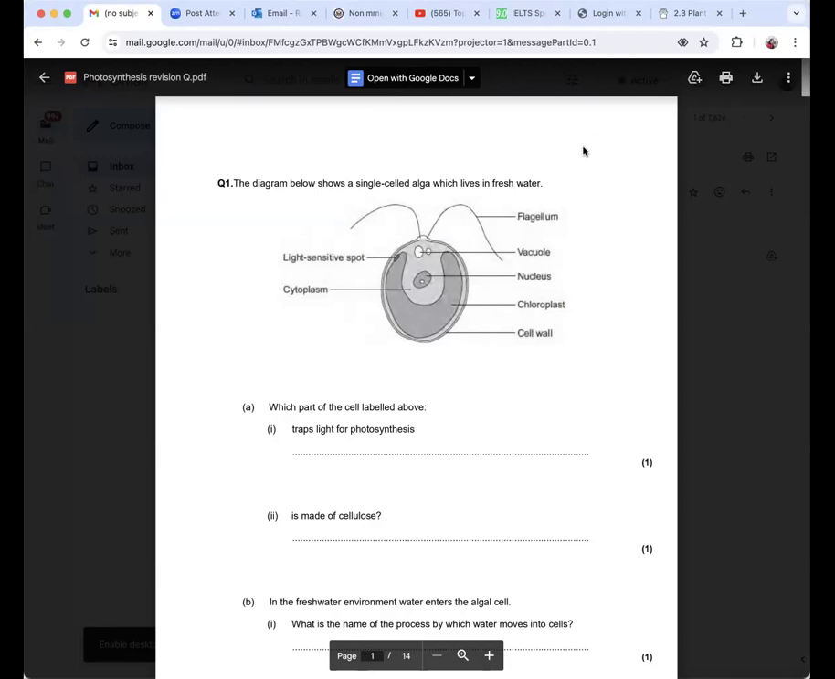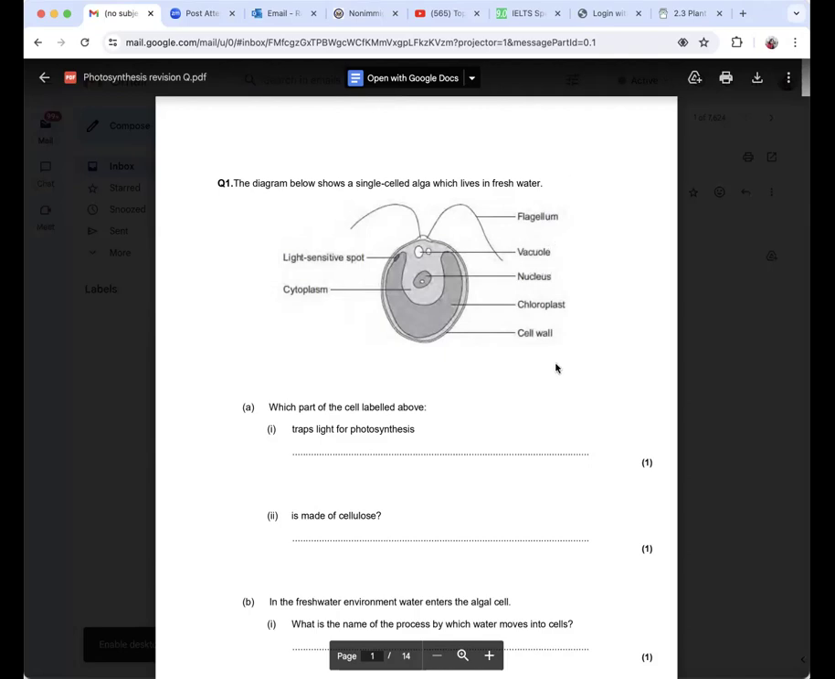Chloroplast, right? Is it made of cellulose? Oh, is the chloroplast made of... no, they're not asking about the chloroplast. They're asking for the part of the cell which is made of cellulose. Oh, cellulose, okay. Then it's cell wall, cell wall.